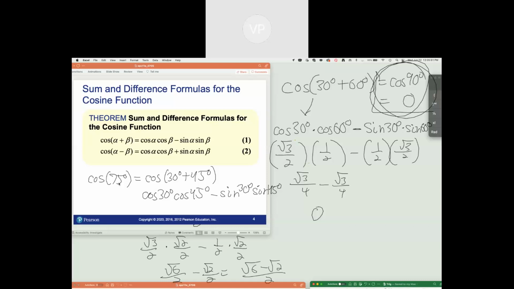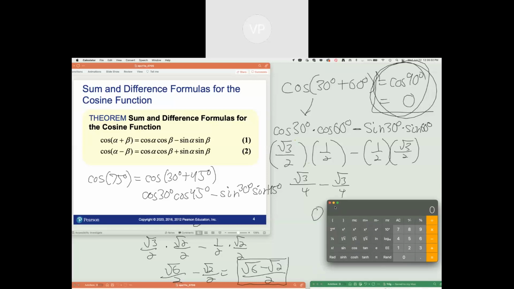That right there, as weird as it might be, is your exact answer, the precise answer. As you recall, sometimes they're going to say give me an exact answer, and sometimes they're going to give me an estimated answer. Just look on our calculator right here. I'm in degree mode. I do cosine of 75 degrees and I get 0.2588. I'm just going to write that down over here.